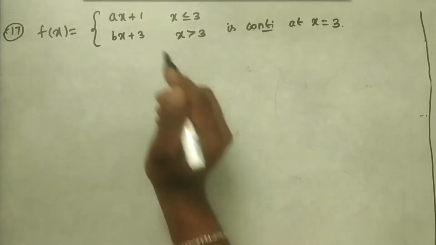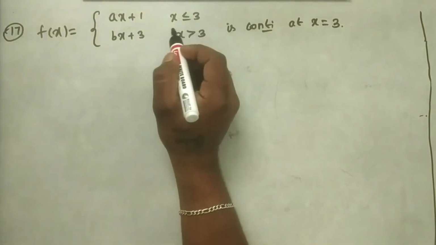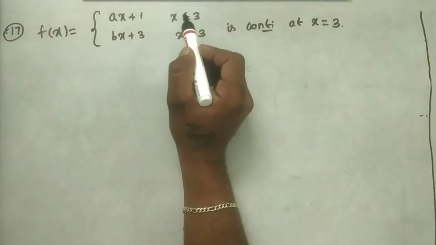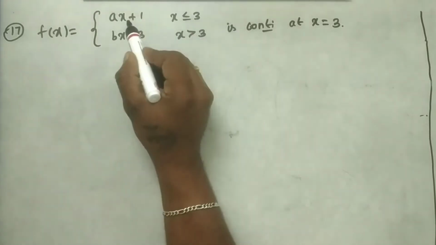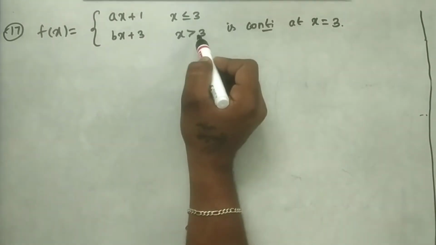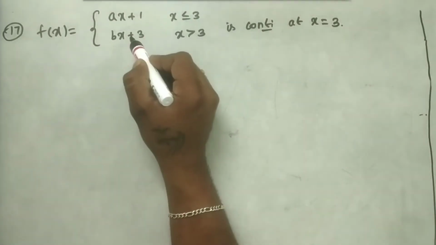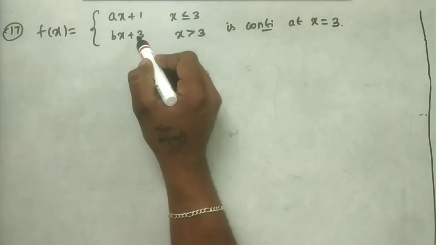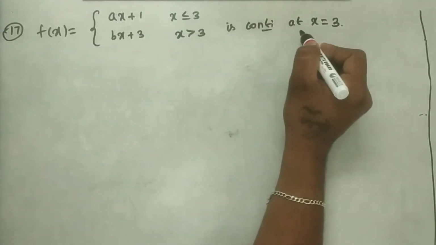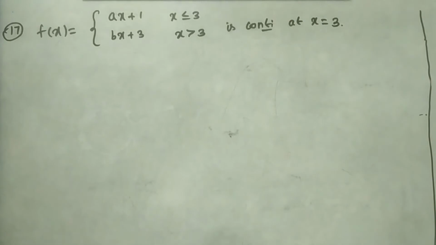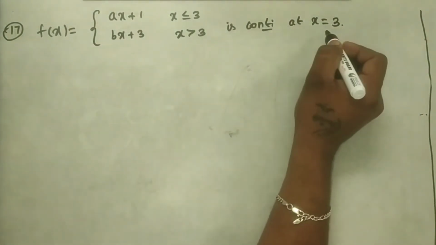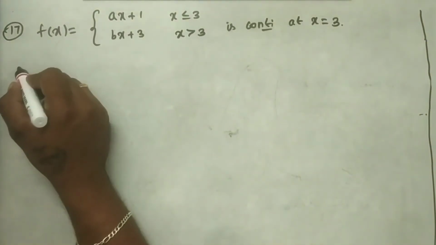Good, we will start question number 17 today. So what is the question? Given the function, find the values of a and b. The function is given here: if x is less than or equal to 3, that is ax plus 1. If x is greater than 3, the value of the function is f of x equal to bx plus 3. The function is continuous at x equal to 3. So it is continuous at x equal to 3 means at x equal to 3, LHL equal to RHL.